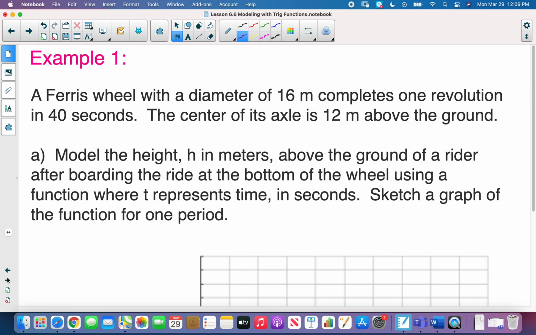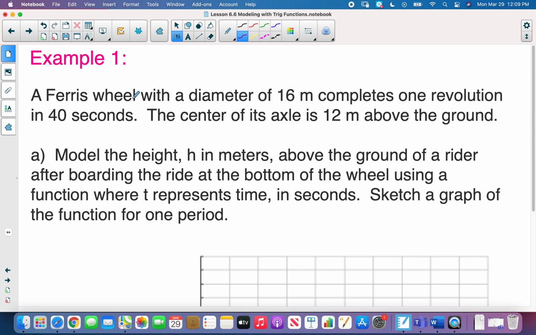So let's try a question. A Ferris wheel with a diameter of 16 meters completes 1 revolution in 40 seconds. The center of its axle is 12 meters above the ground. The question's asking, model the height h in meters above ground of a rider after boarding the ride at the bottom of the wheel using a function where t represents time in seconds. Sketch a graph of the function for 1 period.